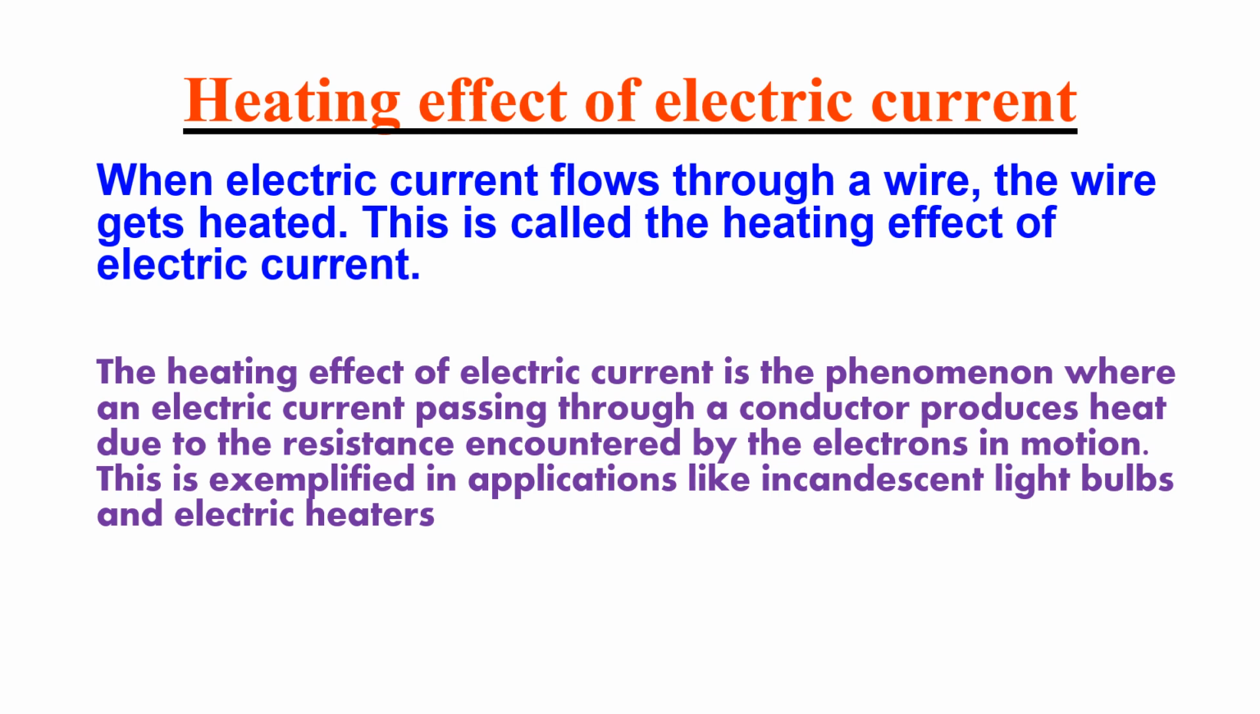Now come to the point, heating effect of electric current. When electric current flows through a wire, the wire gets heated. This is called the heating effect of electric current. Before that, I want you to know how electric current flows. The free electrons can be pushed along through substances called conductors. The flow of electric charge, that is electrons, through a conductor is called electric current.